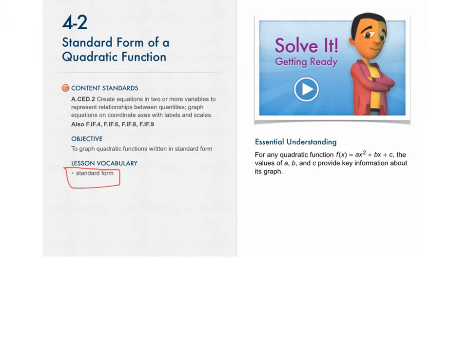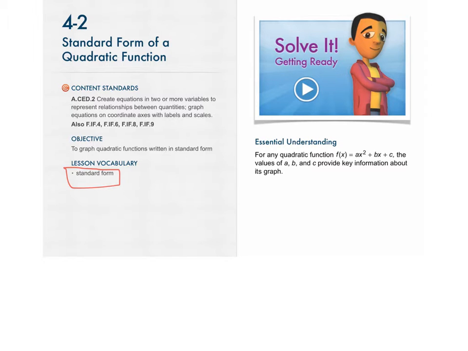In our previous class, we talked about quadratic functions written in vertex form. Not only did we talk about that, we also talked about a lot of the different characteristics that any quadratic will have, and today is just an extension off of that. The main difference between last class and today's video is now we're going to be talking about standard form.